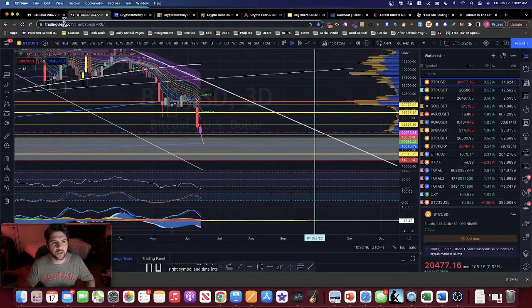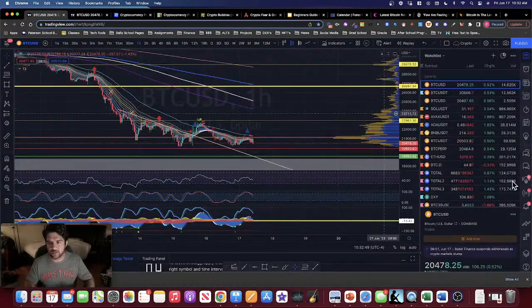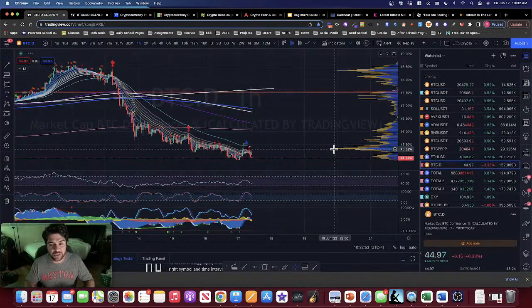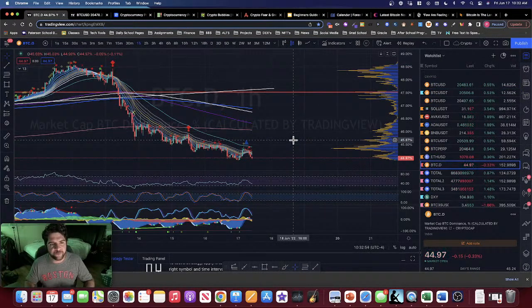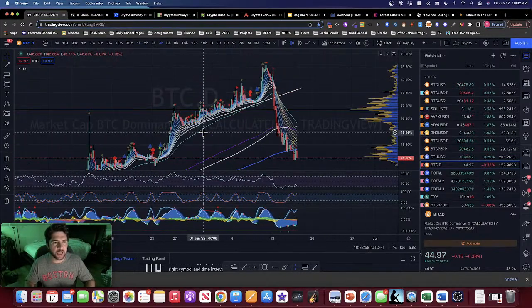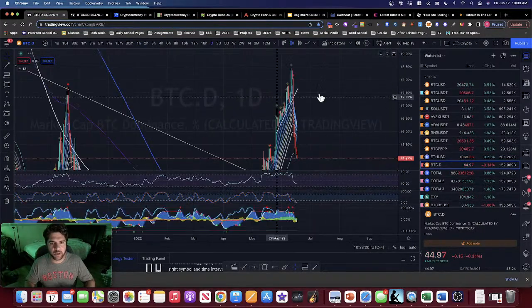Let's just take a look at Bitcoin dominance. So Bitcoin dominance is actually sitting at a 44. So it was mooning to the upside. Just absolute pandemonium here.